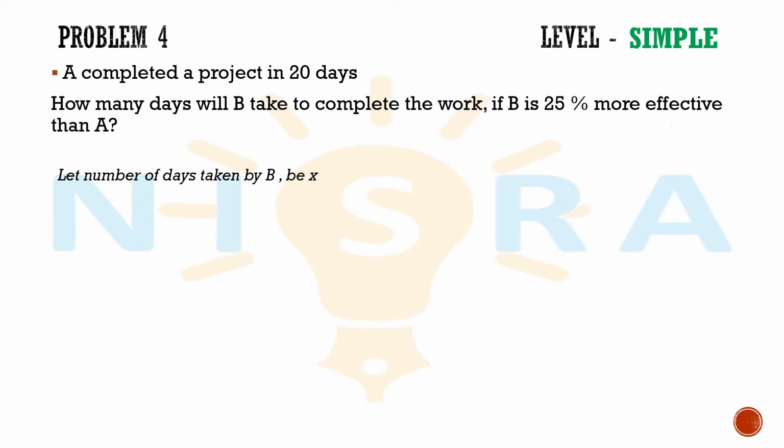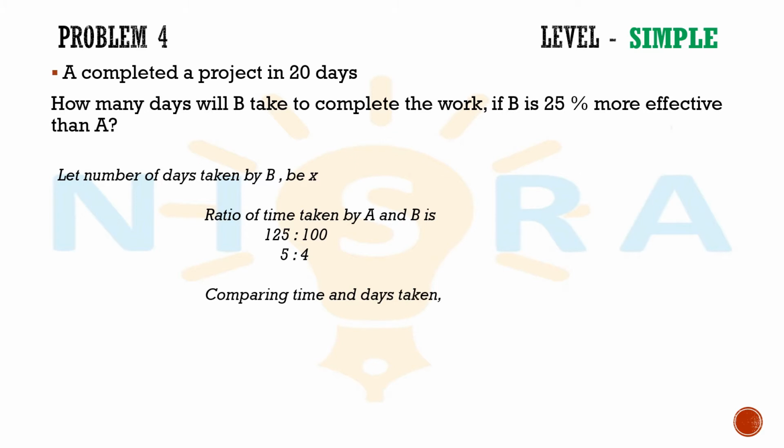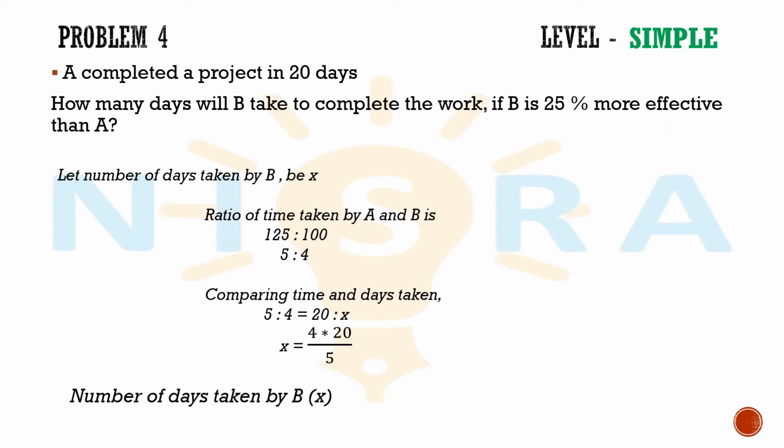From the problem statement, we know that by the time A completes 100 units of work, B can complete 125 units of work. So, the ratio of time taken by A and B is 125 is to 100, which can be written as 5 is to 4. Now, if we compare the time and days taken, we can write the equation as 5 is to 4, which is equal to 20 is to x. If we solve this equation, we get the number of days taken by B, which is x, equal to 16.